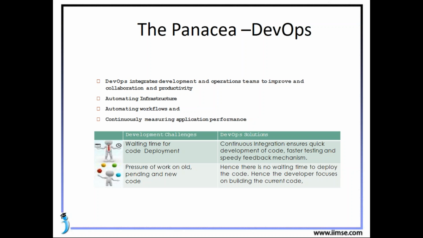Then, the pressure of work on old, pending and new code, which was the development issue. Now there was no waiting time to deploy the code, and the developer was focusing on building the current code. Whatever he has developed with the shorter time cycle gets well tested, QA tested and all. He is free of that, he has fixed every issue, and then he moves on to working on the current code, always working on the current and latest code.